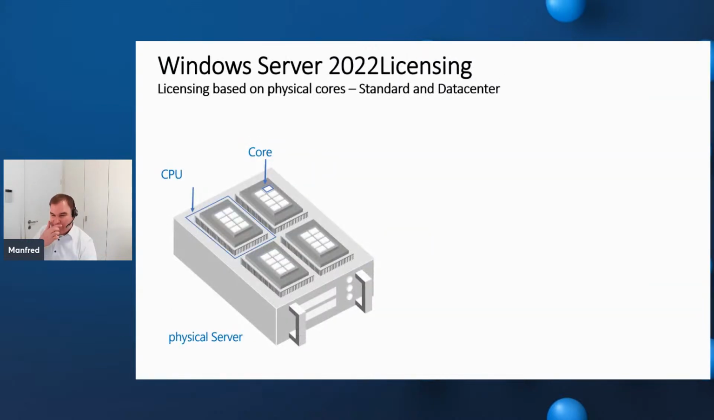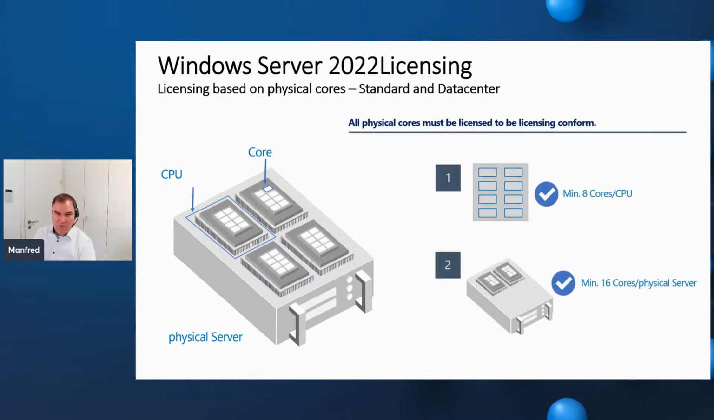We discussed the licensing where we said, okay, the server has to be licensed with minimum 16 cores, 8 cores per CPU socket, minimum 16 cores in the server. But every core that is configured in the server has to be licensed. So if I have a server with 20 cores, for sure I have to license 20 cores. So there we will use the base license with 16 cores and an additional core licensing on top.